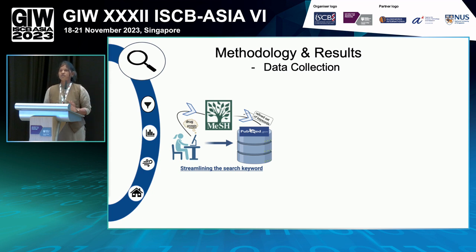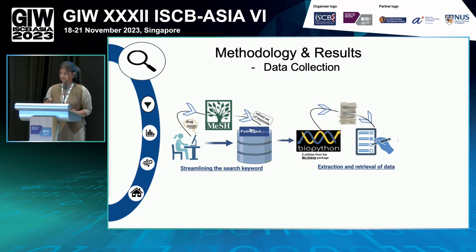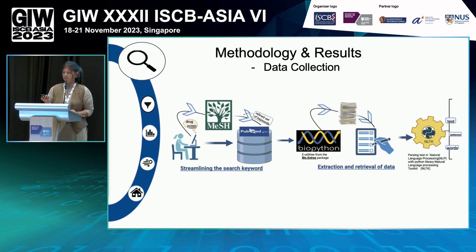For that, we used medical subject headings, the MeSH library. We also used some publicly available utilities, the NCBI E-utilities. There's a Bio.Entrez package which helps us use the E-utilities of NCBI to extract exactly what we want from the papers available. And then through BioPython and other packages, we could streamline the search word, and we moved on to extraction of the data which we exactly wanted.